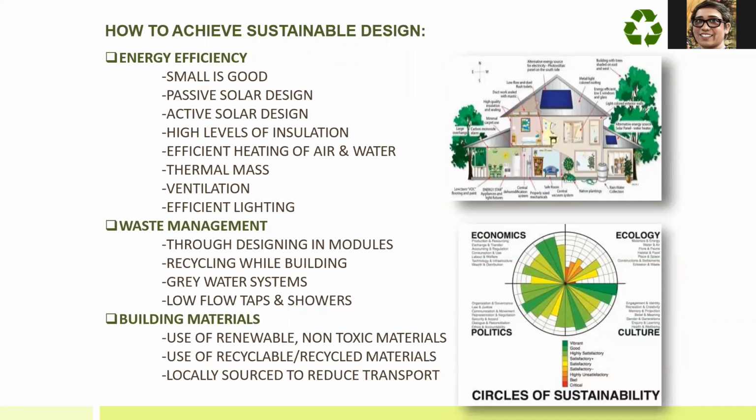Another one is ventilation. If you are using natural ventilation in your building, that is what you call energy efficiency. If you are putting high levels of insulation, that is energy efficiency. When you put insulation in your building, it does not consume as much energy and prevents radiation heat and conduction heat from the outside from coming in. That is what you call high levels of insulation. Then you can also use building materials that are renewable and non-toxic, recyclable and recycled materials, and locally sourced to reduce transport.